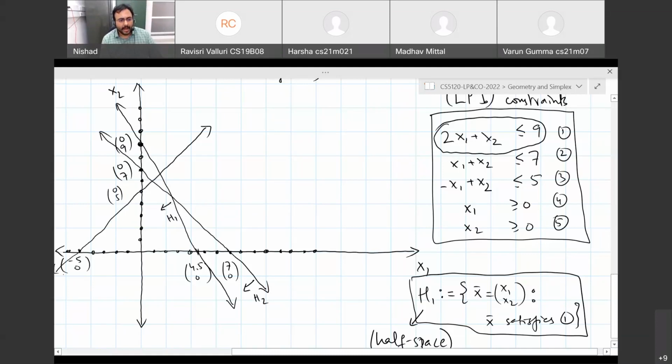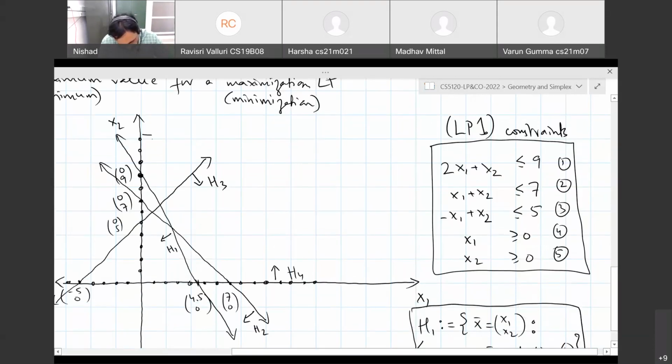Okay. And the point (0, 0) satisfies the constraint. It's on the right side. So this is going to be our half space H3. And H4 and H5 are very easy. They are simply the 2 axes. And basically you get the top right quadrant. So the fourth half space is this, and the fifth half space is this.